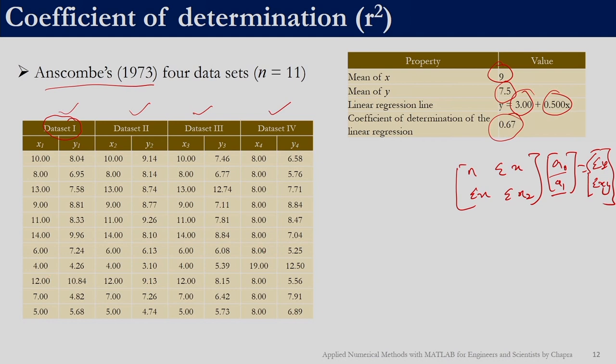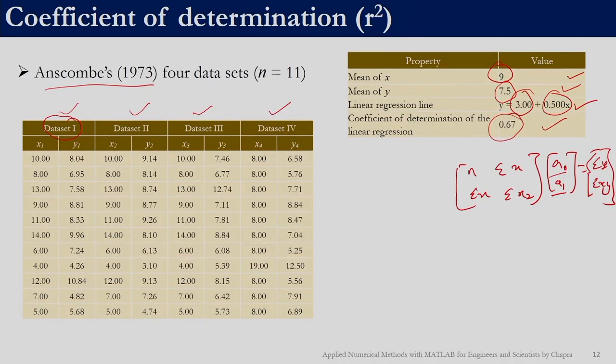So for all these 4 data sets, you will see that the model is the same, the mean of x and y is the same, and the coefficient of determination is the same, right? So what you expect is that if I were to plot x, y and the model, the straight line, because the R square is equal to 0.6, you might expect that it fits more or less equally in all the 4 cases, right?